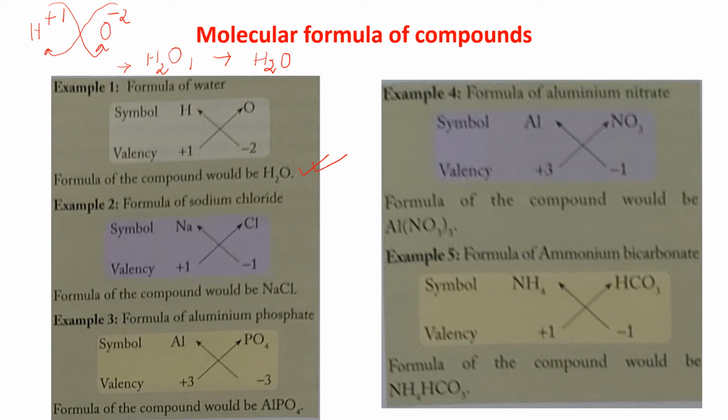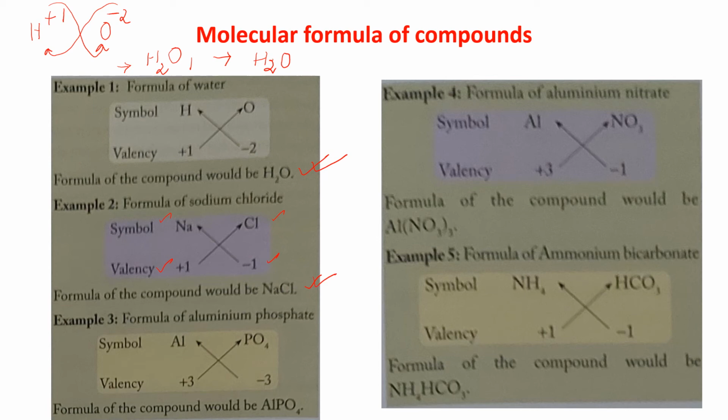The formula of sodium chloride. Symbol of sodium is Na with valency +1 and chlorine is Cl with valency -1. Just interchange the valencies. Both the valencies are 1 and 1, so they will get cancelled and we are getting the formula of sodium chloride as NaCl.